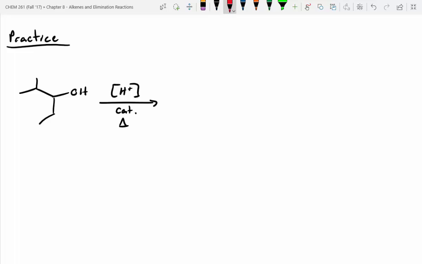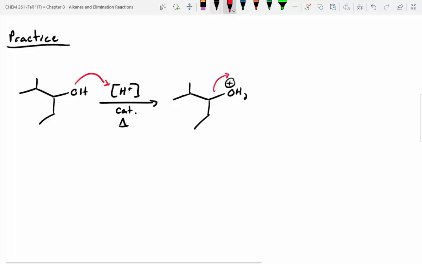I'll get us started too. I'll do the easy steps first. So first step we know will be protonation of our alcohol. And that's because the alcohol at first is not a good leaving group. Now we've converted it into a good leaving group. What should I do next? Kick off our leaving group.